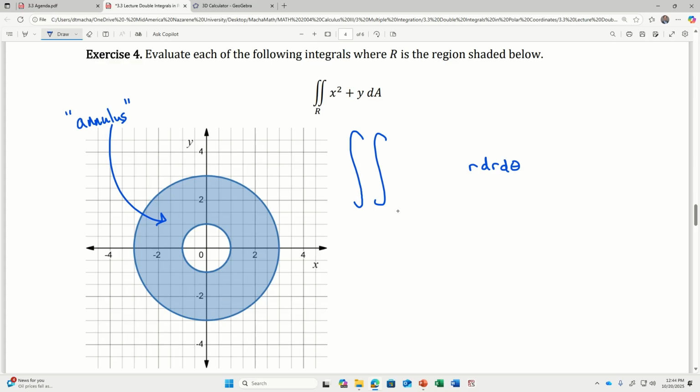What I'm looking for is like, how do I write x squared in terms of r and theta? R squared cosine squared. There you go. R squared times cosine squared theta. And how do I write y in terms of r and theta? R sine theta. R sine theta.